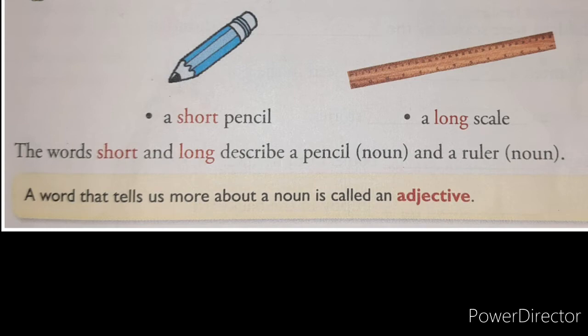Next example: a long scale. Now, you can see here, scale is there. How is it? Long. Now, here, scale is what? Noun. Now, which word is used for the scale? Adjective. Long. How is the scale? Long. So, long is what here? Adjective. Means about the noun, more information. Which word is telling? That is called adjective. So, long is called adjective.